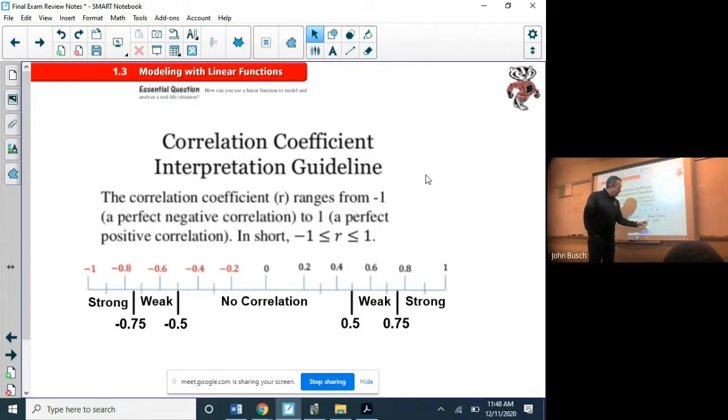If we have a number between +0.5 and +0.75 or -0.5 and -0.75, it's a weak correlation. The closer it is to 1, the stronger the correlation. So bigger than 0.75 to 1 or smaller than -0.75 to -1 gives you a strong correlation. Of course, a positive number means a positive slope, and a negative number means a negative slope.